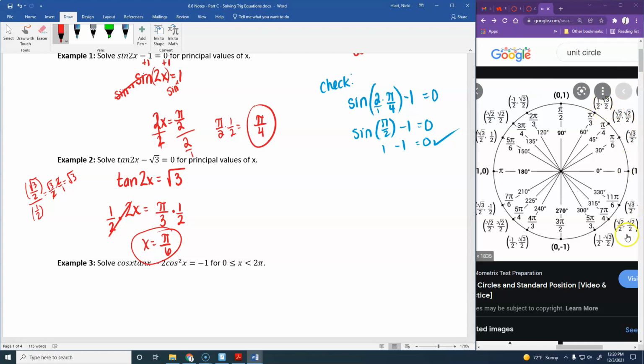Because down here at 5 pi over 3, I would get a negative because I've got negative square root of 3 over 2 times and 1/2. So this would not be a value. Where else would, on the unit circle, don't worry about principal values, where else would tangent equal square root of 3?